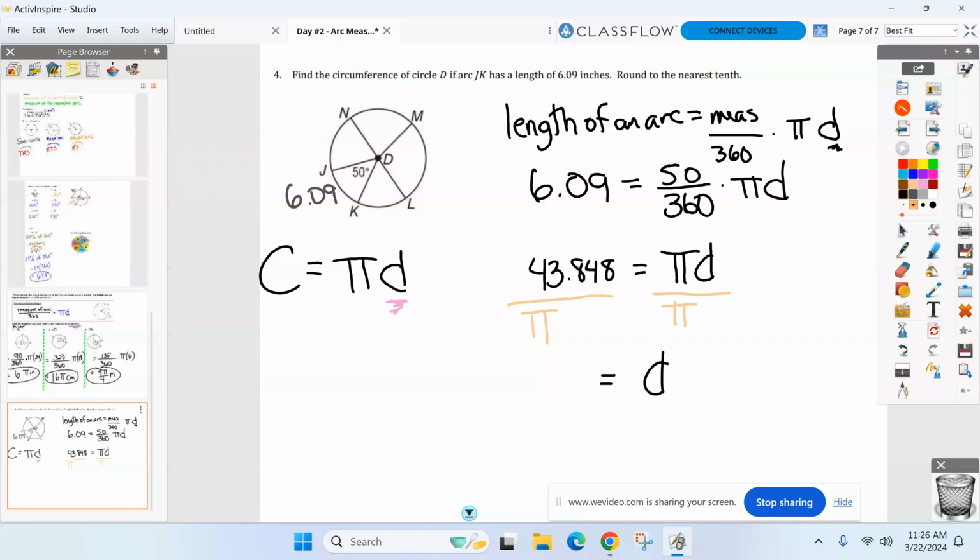Okay. Take that long decimal, substitute it in, and finish the problem. We're solving for the circumference here. So you take that long decimal, substitute it in, multiply it by pi, and what do you end up getting? To the nearest tenth, 43.8. Yeah, 43.8 inches.